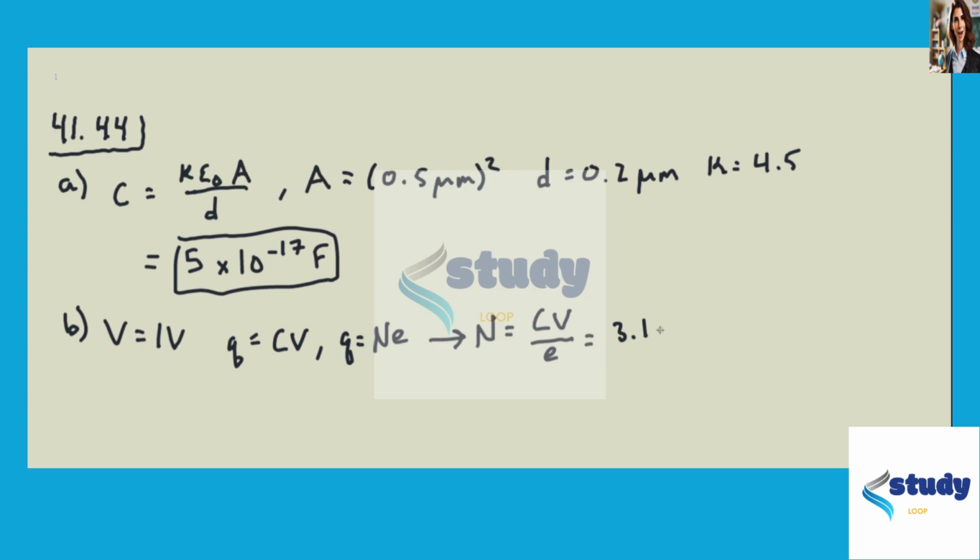And this is 3.1 times 10 squared. So there's only about 300 electrons on the plate of this capacitor when it's got a potential difference of 1 volt across it.